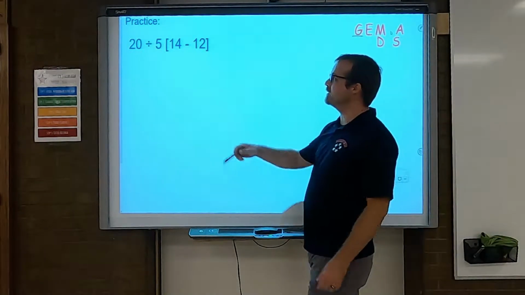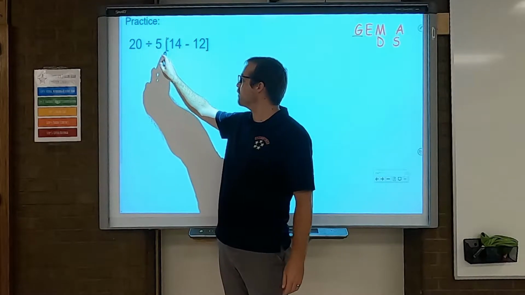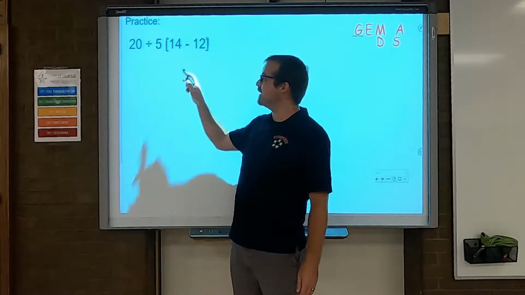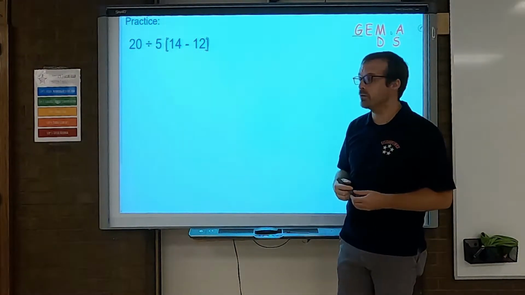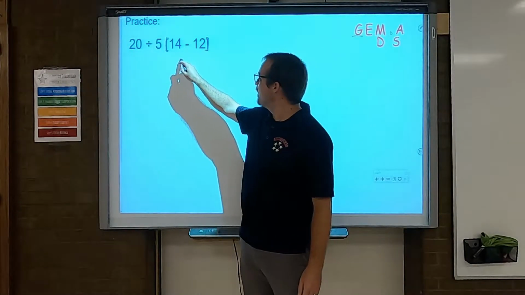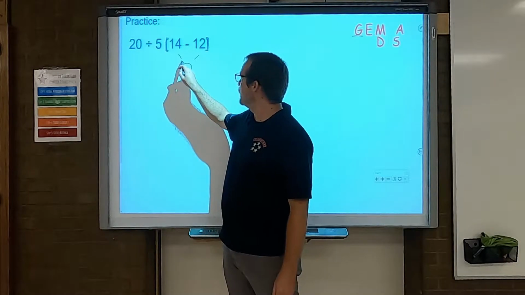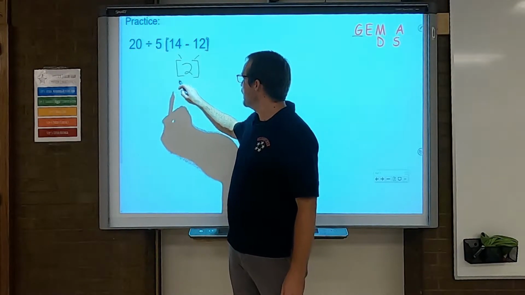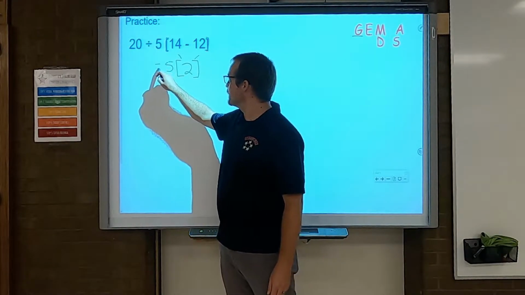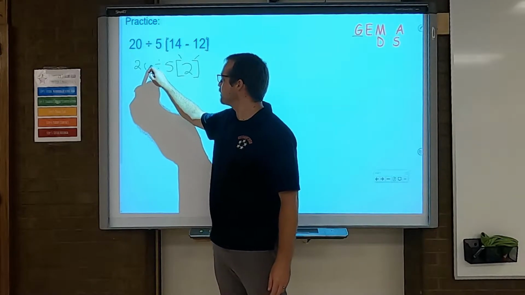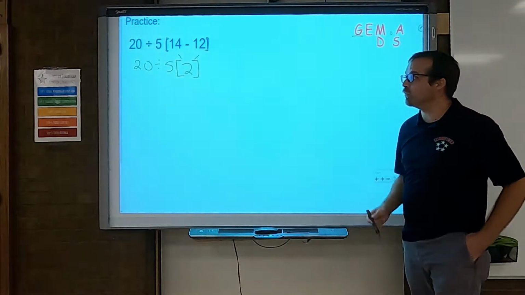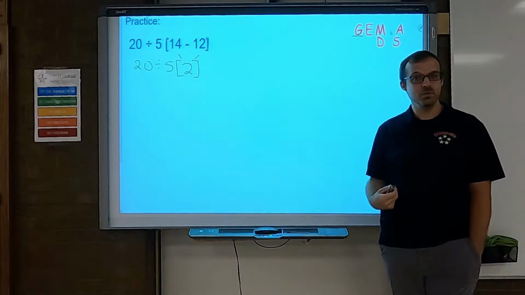So let's go look at our grouping symbols. We do have grouping symbols, but these are not parentheses. These are brackets. So we are going to do everything inside those grouping symbols first. Okay, 14 minus 12, we get 2. I'm going to leave it in the brackets, and I'm going to bring everything else down. All right, so I have 20 divided by 5 times 2.